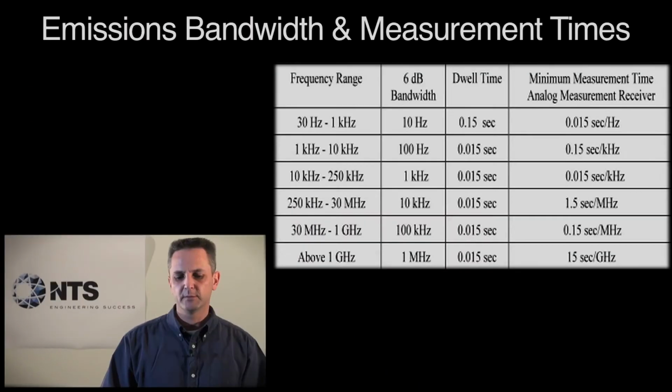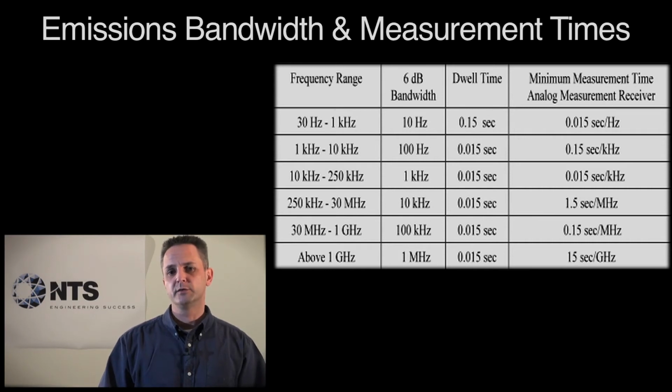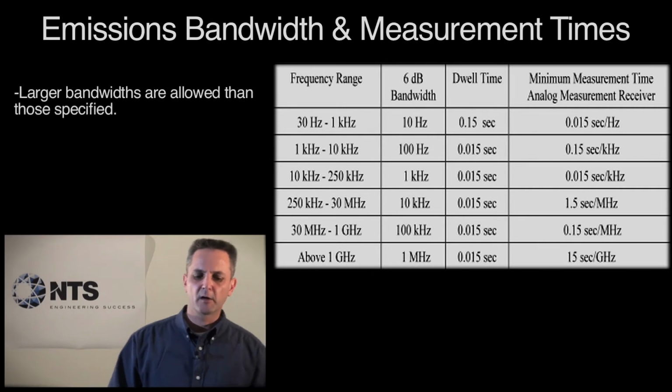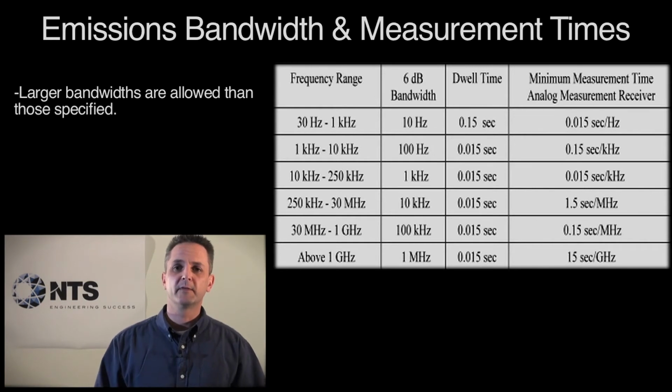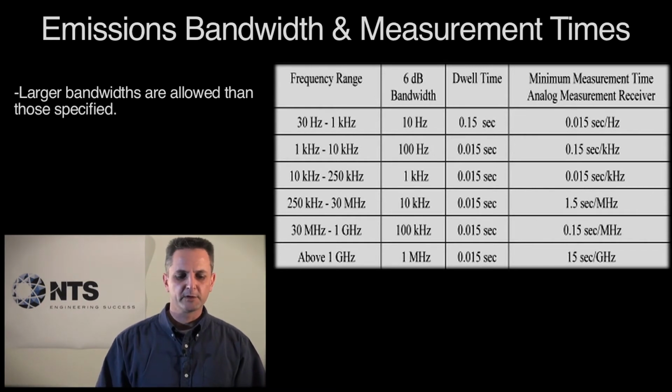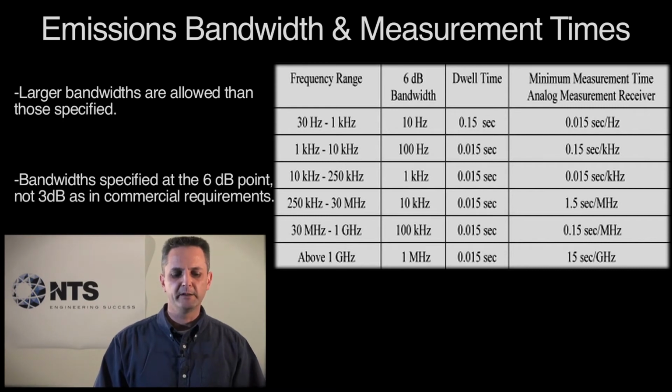Now, the emissions bandwidth and measurement times are specified by 461. This table that you're looking at breaks down the individual frequency ranges from 30 hertz to above 1 gigahertz, and they're used to standardize how many data points are taken per particular frequency range. Larger bandwidths than shown here are allowed, but are not allowed to be corrected for. The larger the bandwidth you use, the higher the electrical noise floor may be for that measurement. Bandwidths are specified here as the 6 dB point, not as the 3 dB point in commercial requirements.